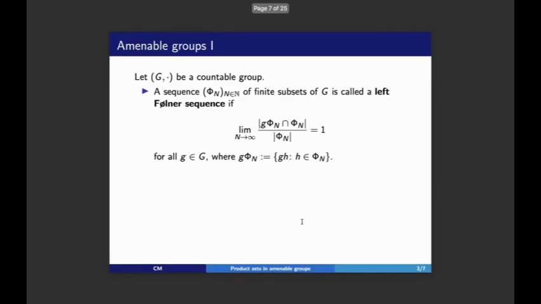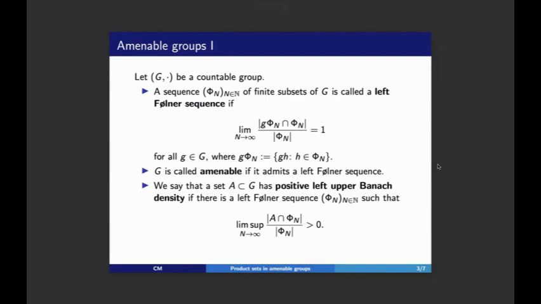Given a countable group G, a sequence of finite subsets of G is called a left-Følner sequence if it is asymptotically invariant by translation from the left. And we give the definition here. We want this limit to be equal to 1 for all g in G. Now, G is called amenable if there is some left-Følner sequence in G. And for a set A subset of G, we say that A has positive left upper Banach density if there exists some left-Følner sequence which gives it positive upper density. And this is the definition, this lim sup here is the definition of upper density of a set A with respect to some Følner sequence Phi.